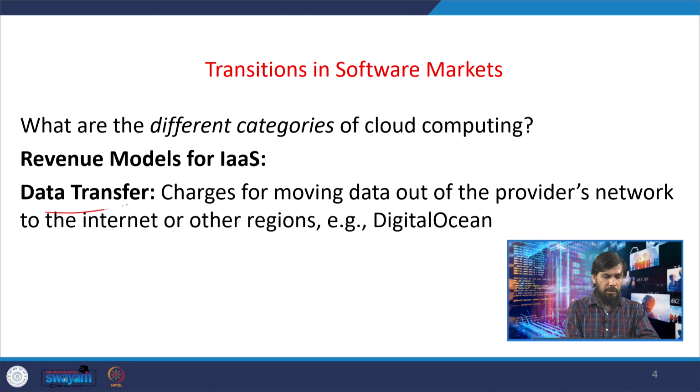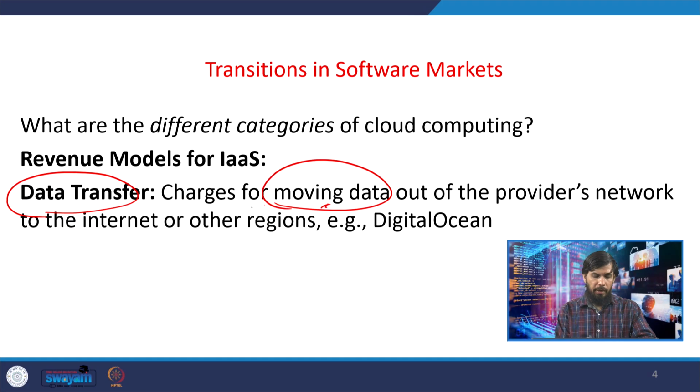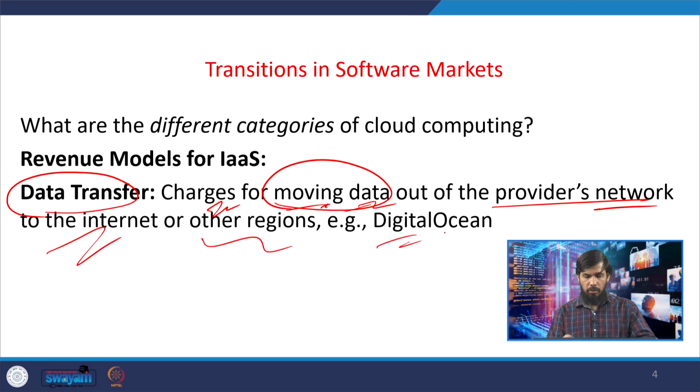Then data transfer, because this is again platform as a service and we are talking about data and computing. So in case a firm decides to move out data, then there would be charges for moving out data, because from the cloud provider's data center, the data might be moved anywhere, right. So charges for moving data out of the provider's network to the internet or other regions, right. For example, DigitalOcean is a cloud provider which has this option of data transfer, and the charges are there.